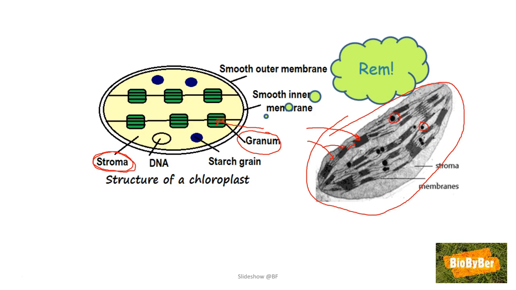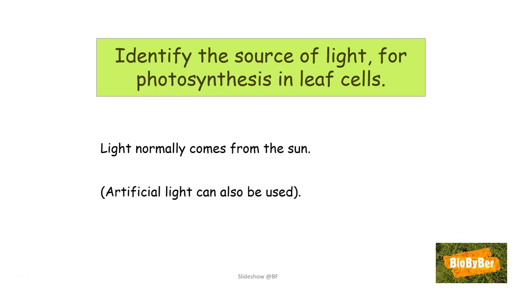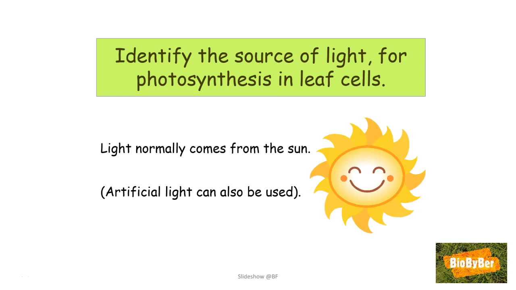So in a nutshell, chloroplasts are structures found only in plant cells. They contain chlorophyll and they carry out photosynthesis. Now we have to identify the source of light for photosynthesis. Well, as we said in our equation and in our definition, the light normally comes from the sun. Artificial light can also be used.